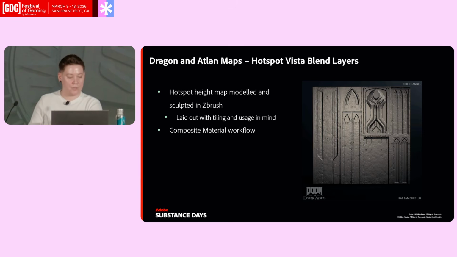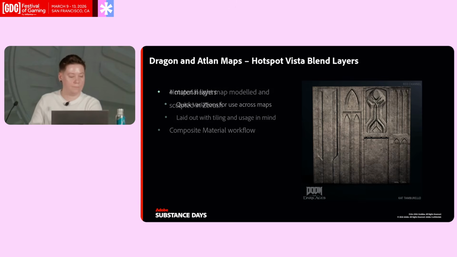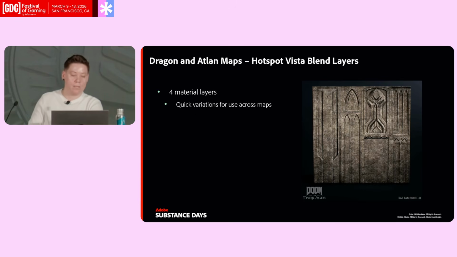And as I mentioned earlier, our hotspot materials use the composite material workflow. So here you can see some of our composite material mask layers, although it's not playing on your end either. So because we use the composite material workflow, this allowed us to swap out our 4 material layers to quickly create variants that could be used across any of our different maps.